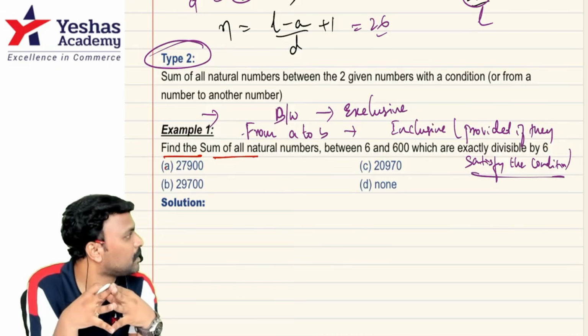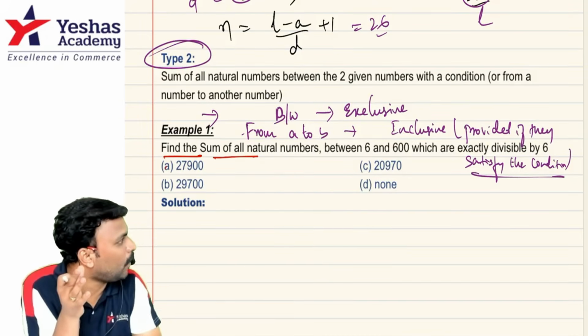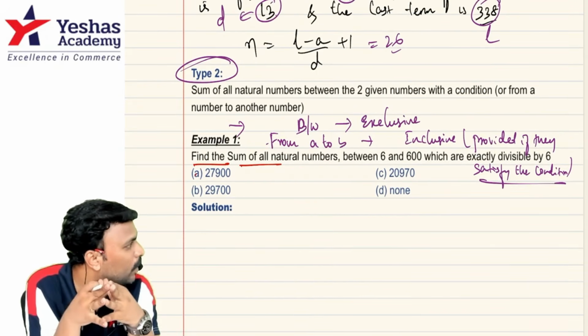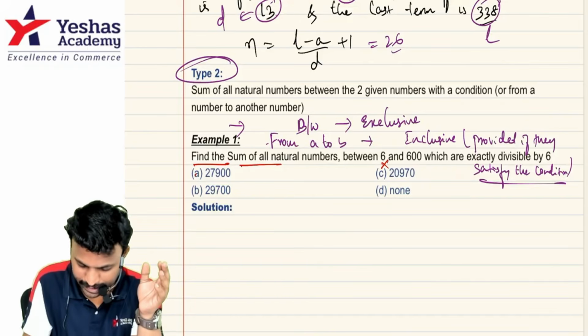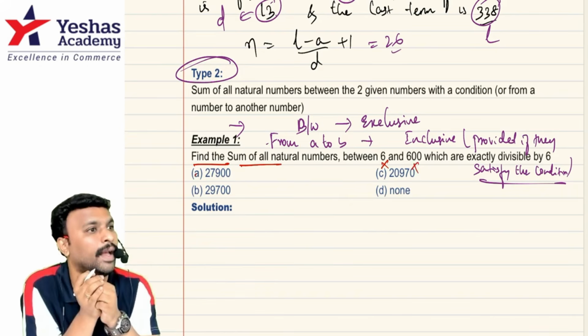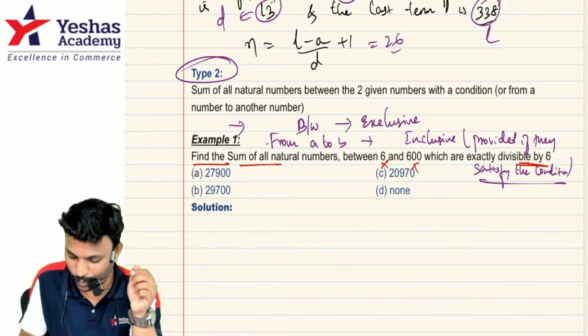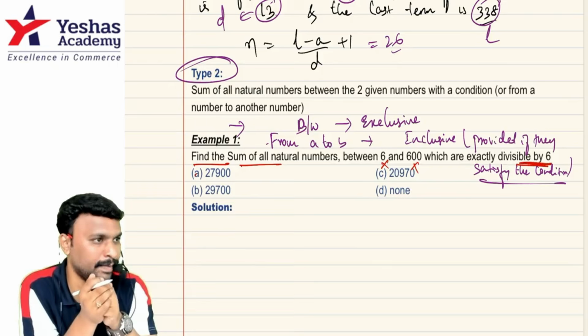Look at the question now. Find the sum of all natural numbers between 6 and 600. So between, if they say, should I consider these two numbers? And there is one condition here. What's the condition? Exactly divisible by 6.